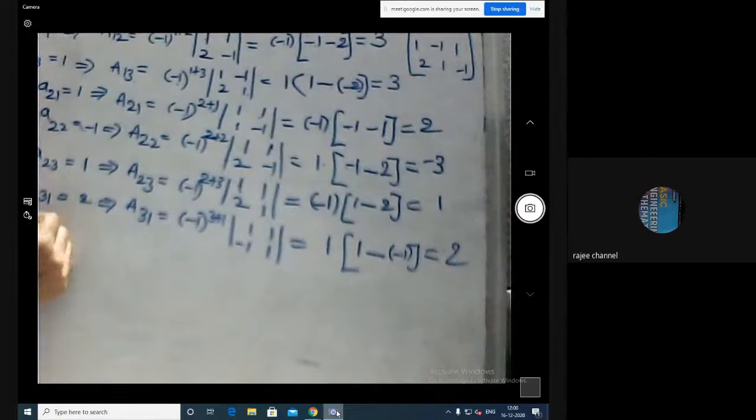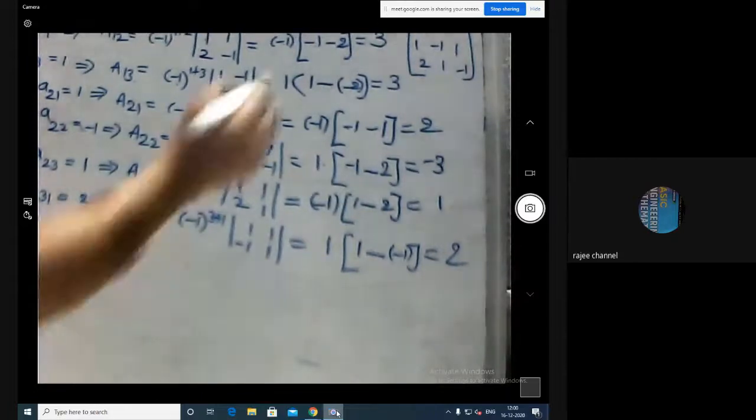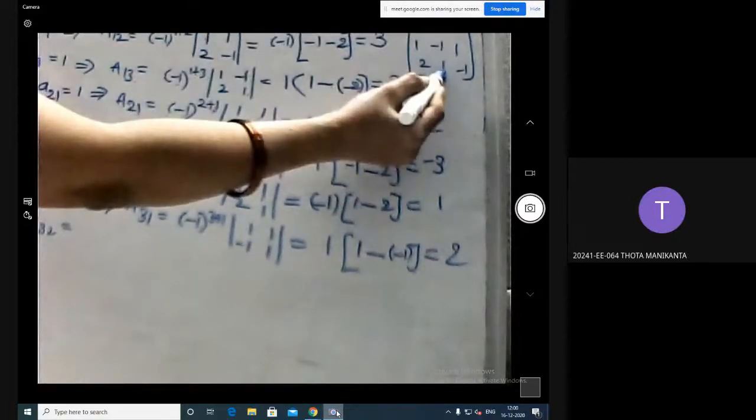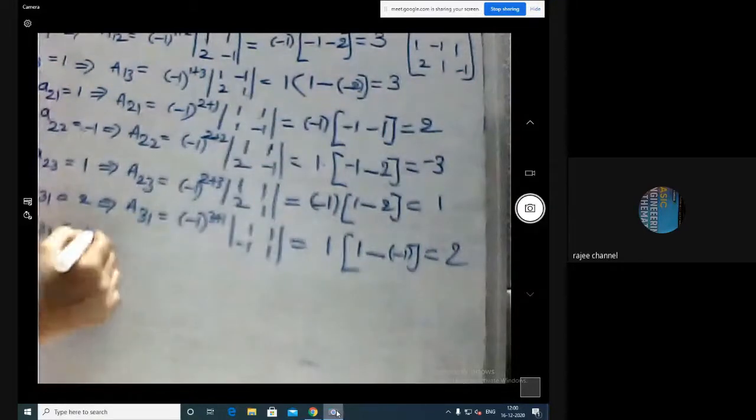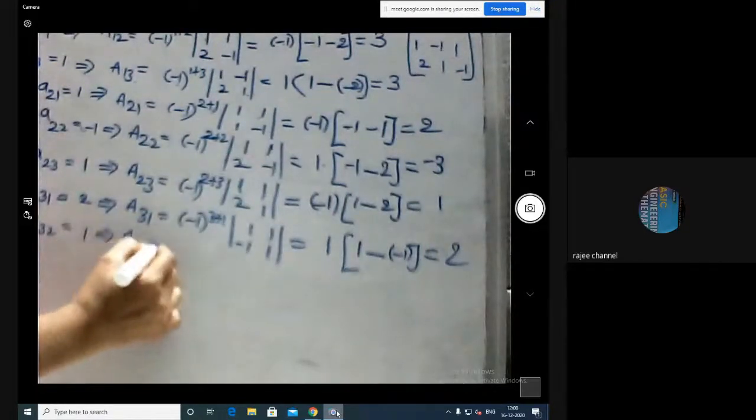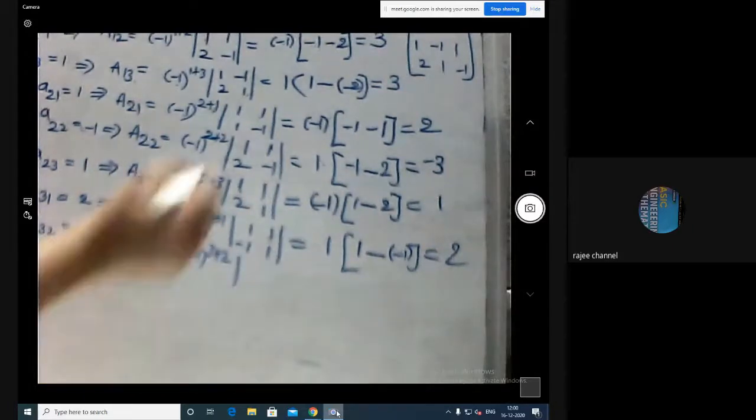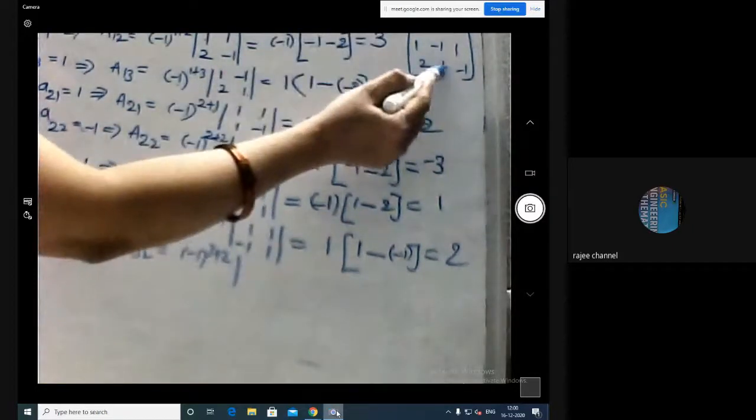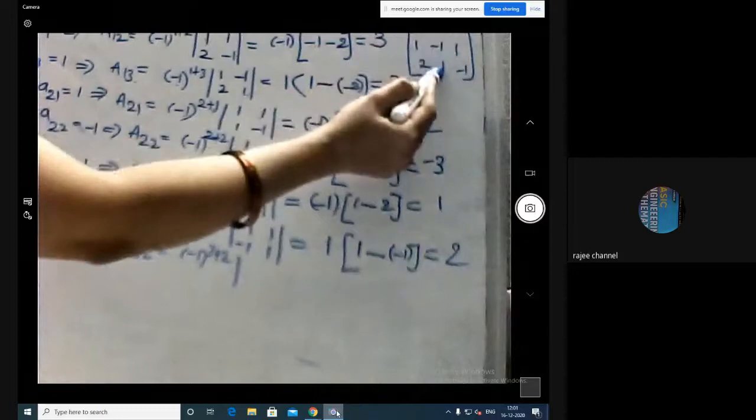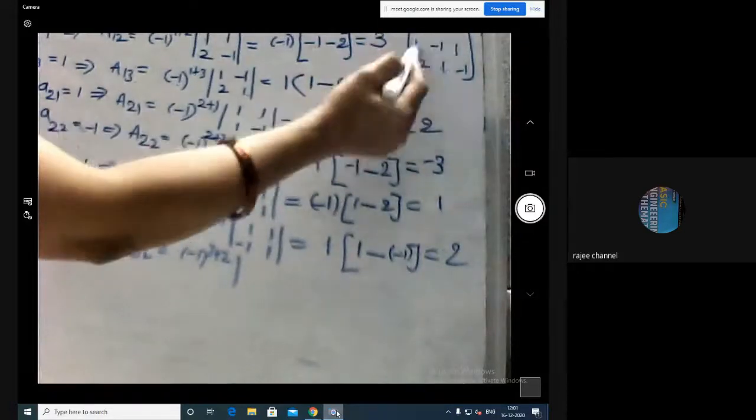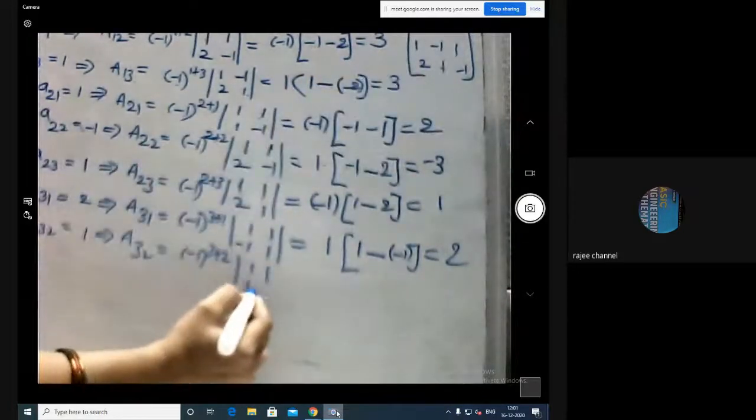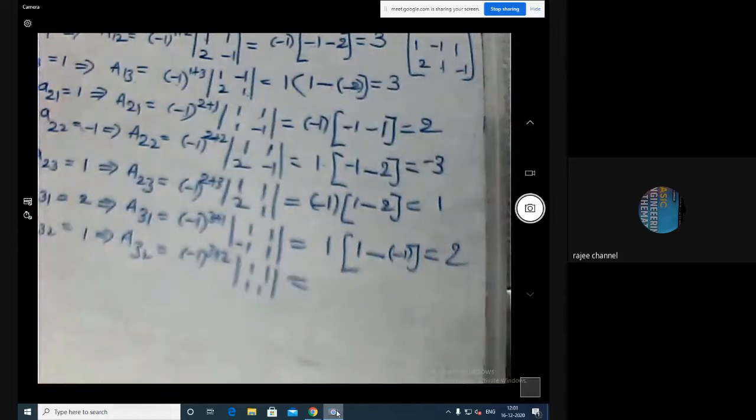A32 is equal to 1. Capital A32 is minus 1 whole to the power of 3 plus 2. Take the determinant. Here removing this third row and second column, the remaining elements are 1, 1, 1, 1. Take the determinant of 1, 1, 1, 1.